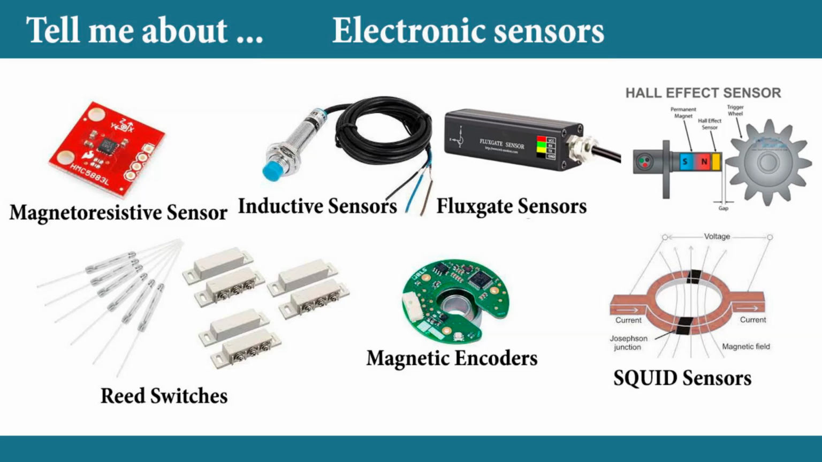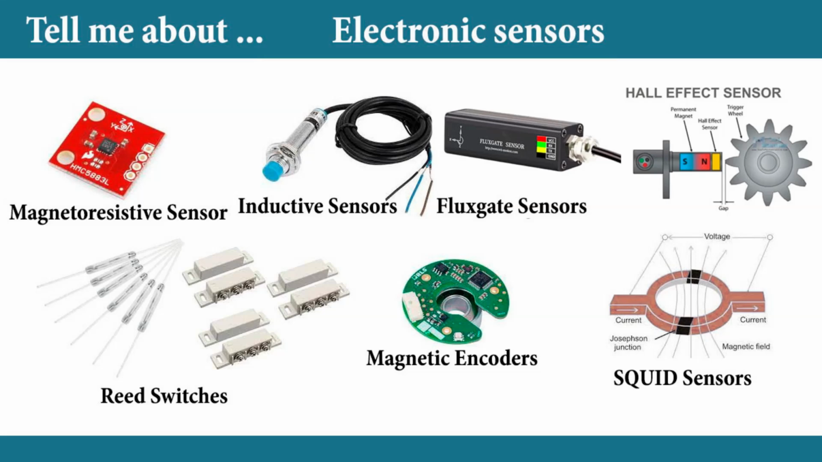Hall effect sensors operate based on the Hall effect, where a voltage difference is generated across an electrical conductor when it is placed in a magnetic field perpendicular to the direction of current flow. Magnetoresistive sensors rely on the change in resistance of a material in response to an applied magnetic field. There are several types of magnetoresistive effects, including anisotropic magnetoresistance (AMR), giant magnetoresistance (GMR), and tunneling magnetoresistance (TMR).